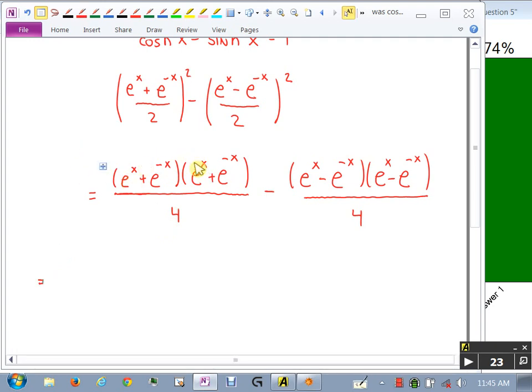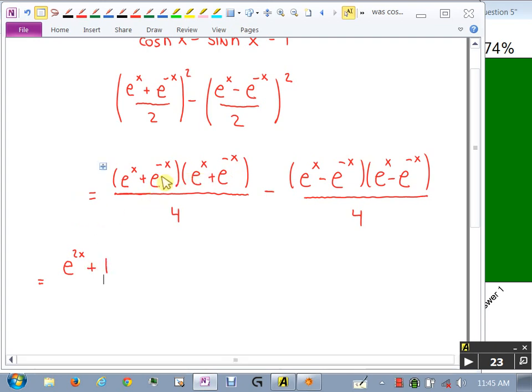So e to the x times e to the x is what? E to the 2x. What's e to the x times e to the negative x? 1. Right? Because you add the exponents, don't you? What's x plus negative x? 0. Right? Anything to the 0 is 1. Well, except 0, right? So this is going to give us 1.